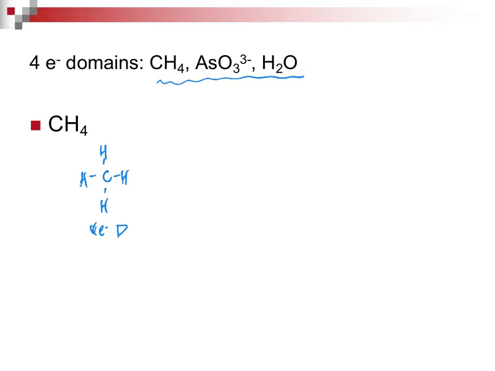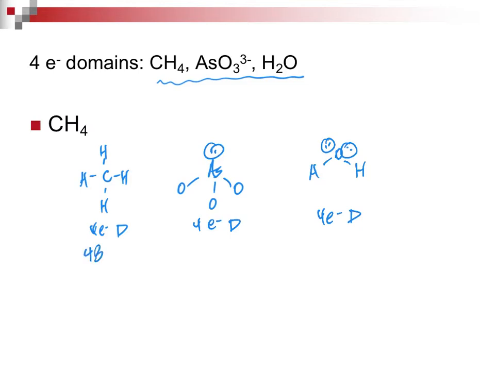When I look at AsO3, when we have our lecture Zoom, I will definitely go into more detail. It has 4 electron domains. And when I look at water, which we have drawn a number of times in our class, it has 4 electron domains. What's the difference between them? Well, methane has 4 bonding, 0 non-bonding. Arsenate ion has 3 bonding, 1 non-bonding, and water has 2 bonding and 2 non-bonding.